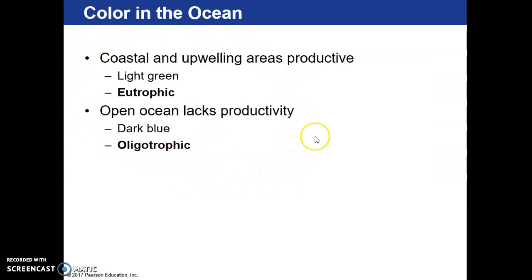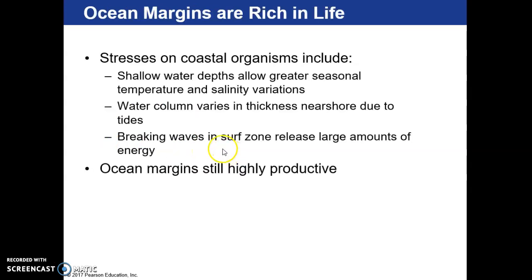Coastal areas of upwelling are your super productive areas because we have the availability of nutrients and we have our shallower water where our sunlight can be used for photosynthesis. And so these are our eutrophic areas and often are lighter green. Coastal water sailors are called green water sailors. And then your open ocean is not productive, and so it's called oligotrophic, and that's why it's dark blue. Open ocean sailors are called blue water sailors. So it has to do with shallow versus deep.